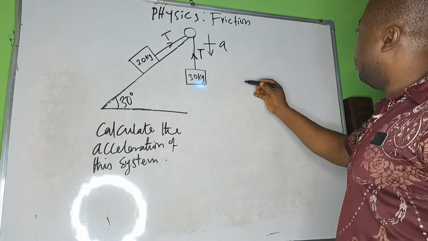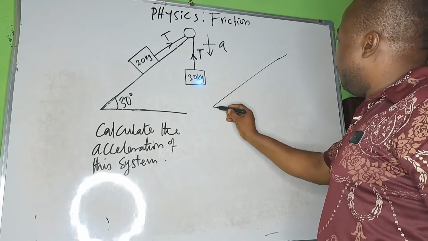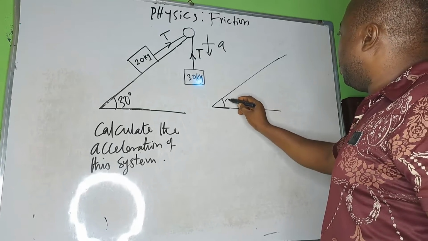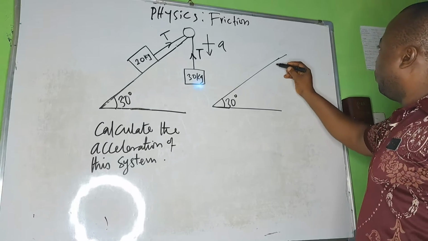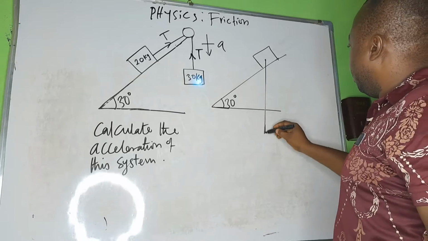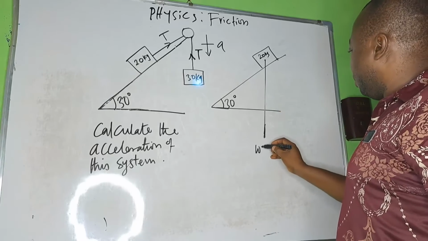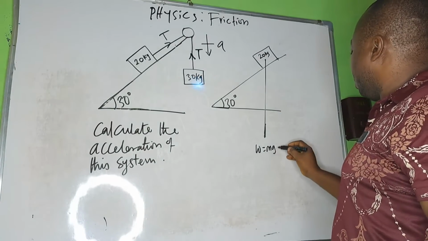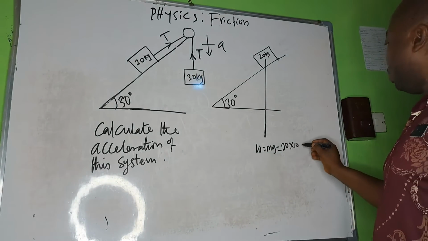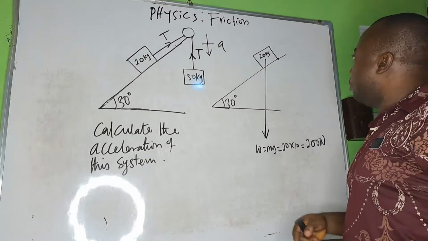Okay, let's proceed as follows. I have to resketch it. I have this. This plane is inclined to an angle of 30 degrees. This mass runs this way, 20 kg. Of course, the weight equals mg equals 20 times 10. 10 is acceleration due to gravity, which is 200 Newton. That is the weight acting vertically downwards.